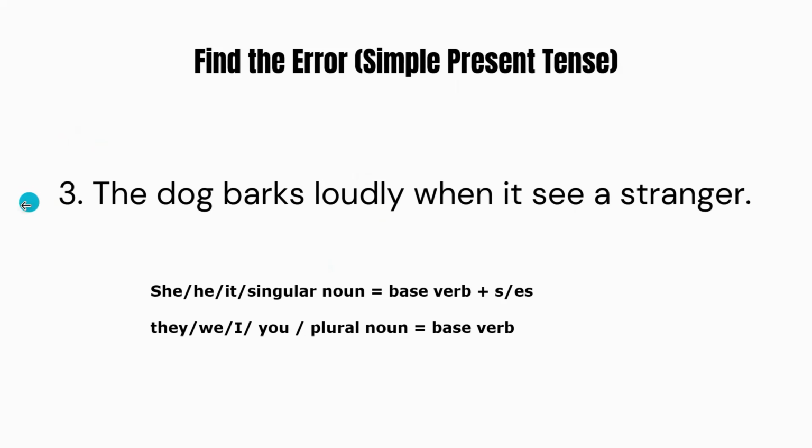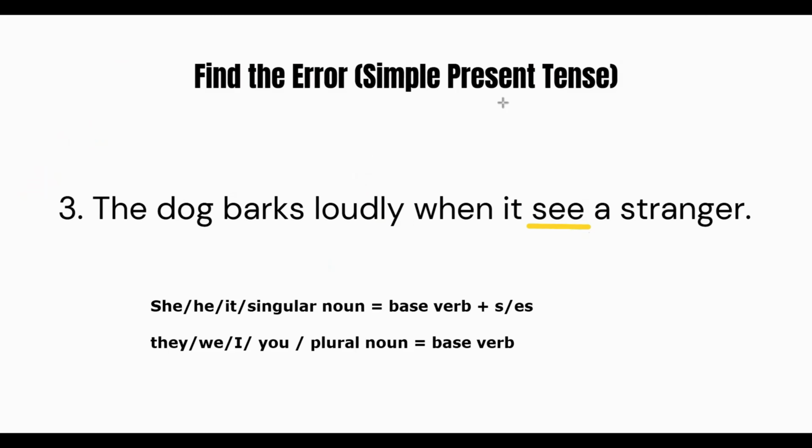Sentence three. The dog barks loudly when it see a stranger. So the mistake is right here. We're using the subject it. So we have to add s to the end of this verb. And we would have to say sees. So the dog barks loudly when it sees a stranger.